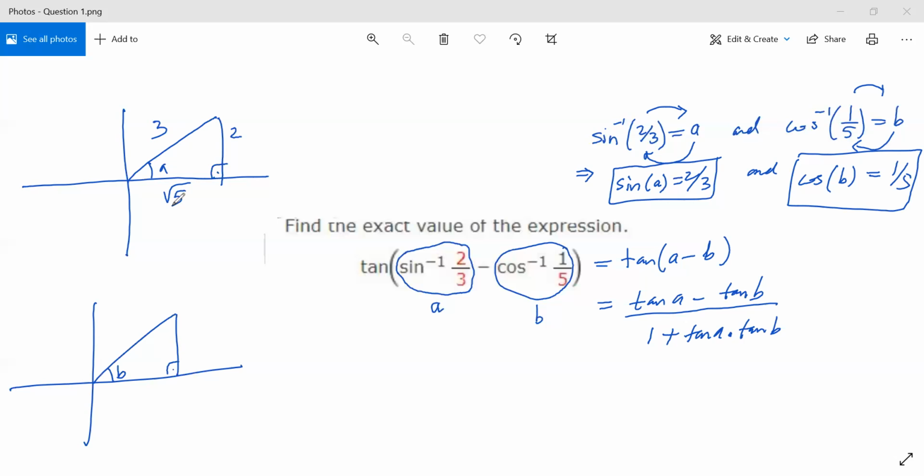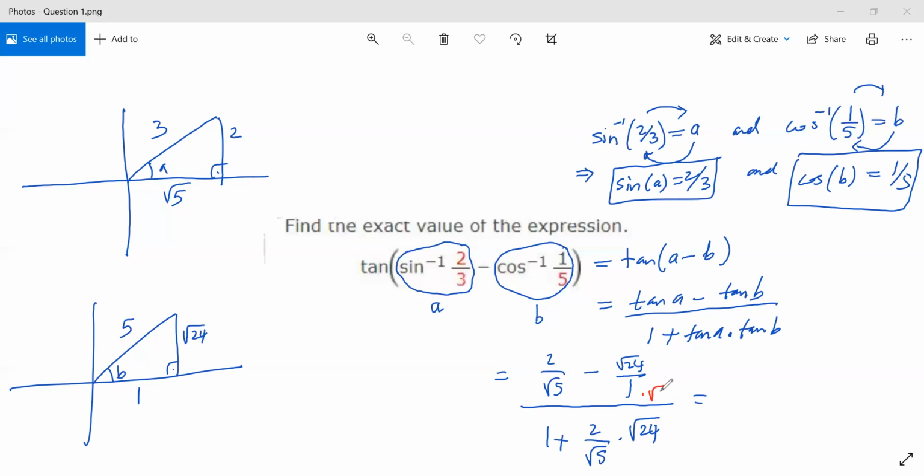And cosine of B, that's 1 over 5. 25 minus 1 is 24. So this is the square root of 24. And then we'll just compute tangent A and tangent B. So tangent A is opposite over adjacent. So that's 2 over √5 minus tangent B, which is √24 over 1, which is just √24, divided by 1 plus 2 over √5 times √24. So to simplify this, I don't know how much farther we have to go with the simplification, but we can certainly just do this.